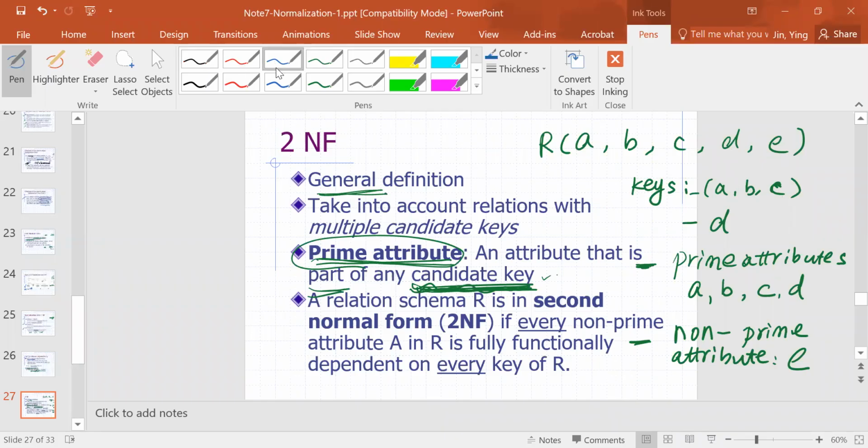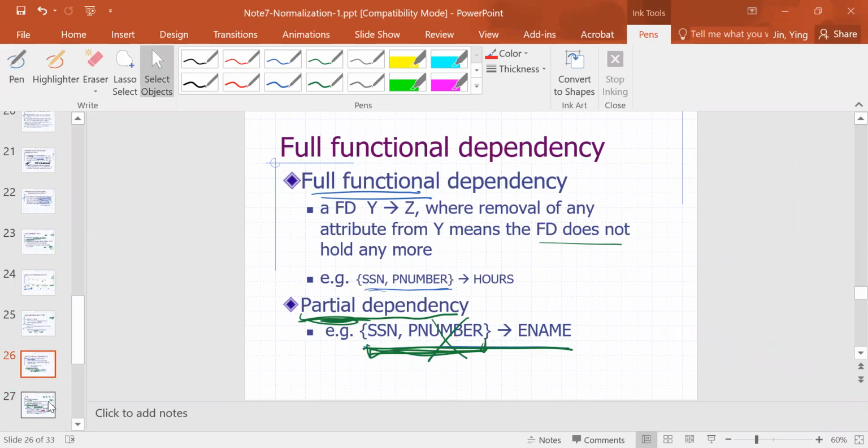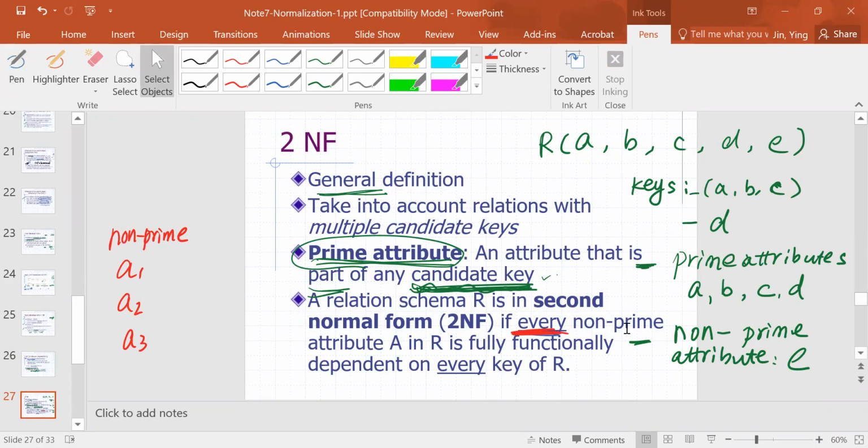This one talks about every non-prime attribute A. In this case I only have one, but we have other cases with many of them. Say I have three non-prime attributes, A1, A2, A3, right? So every non-prime must be fully functionally dependent. And what is a full functional dependency? We just finished that, right? Every non-prime is fully functionally dependent on every key of R.